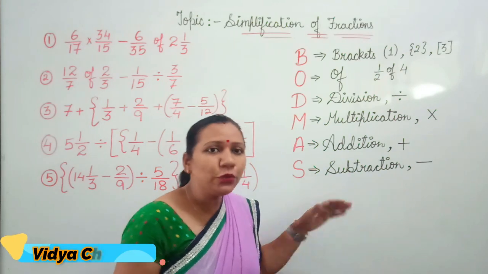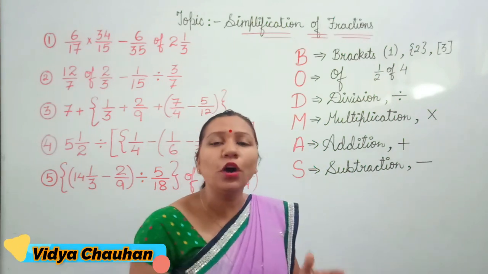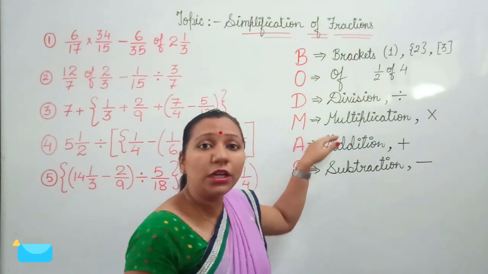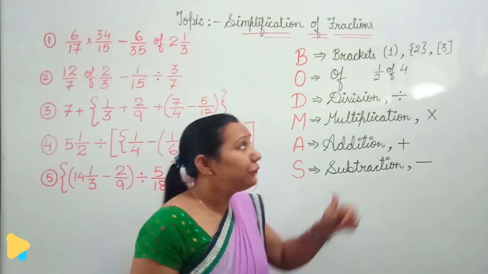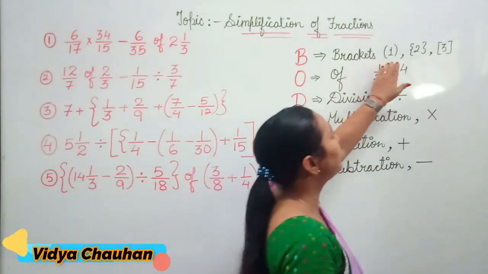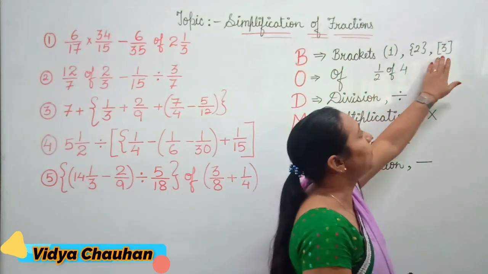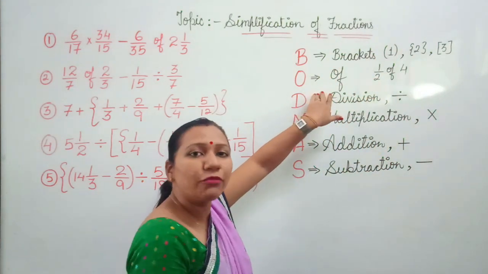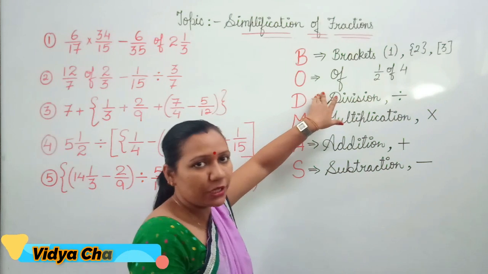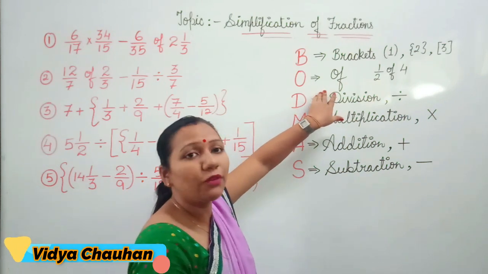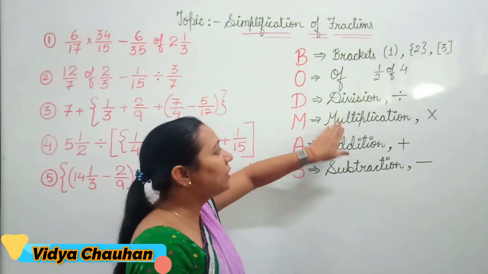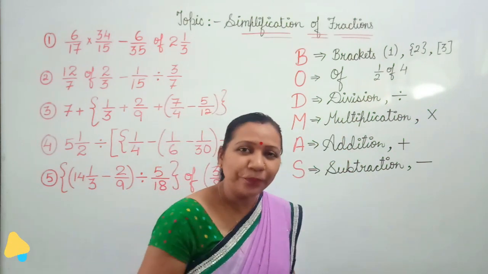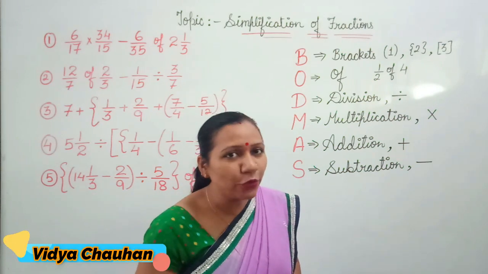So there is no need to elaborate more, because I know you all are very much aware of the operations and the order in which we have to solve. Very first you have to solve the brackets, in which small bracket first, then curly bracket and then the big bracket. After solving the brackets, we have to find out whether an 'of' operation is there. If it is there, then we have to solve 'of'. Then division, after that multiplication, followed by addition and subtraction. So this is all about the BODMAS rule.